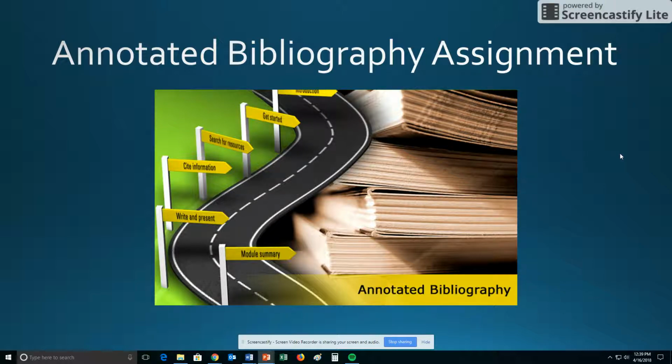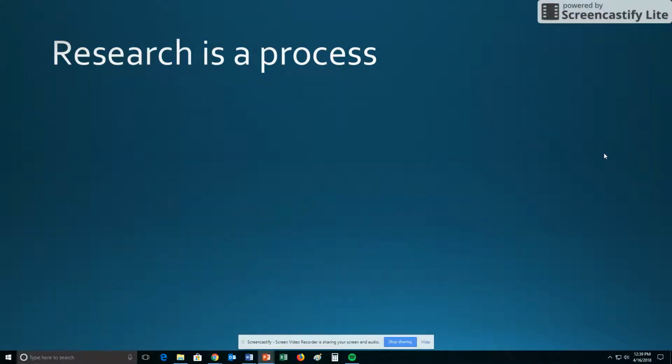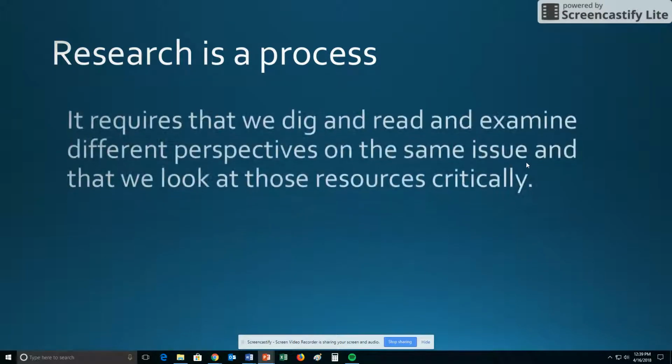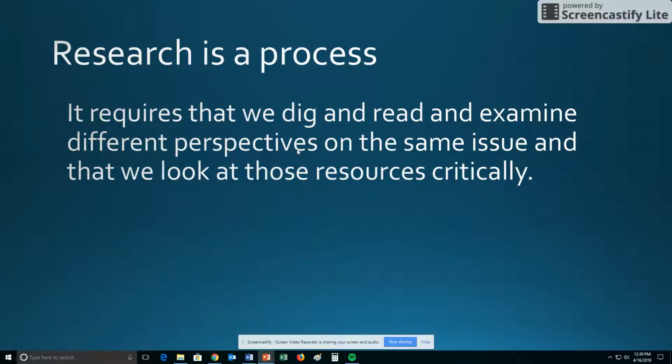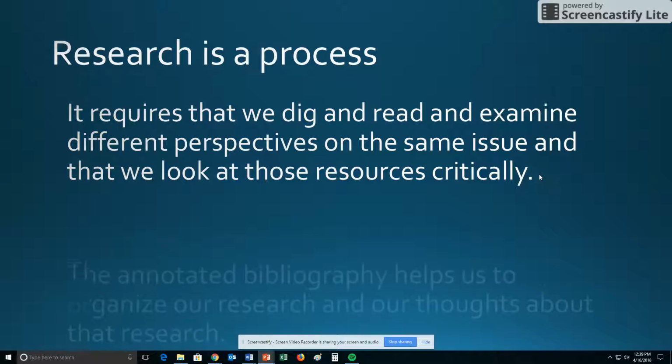All right, let's get to it. Remember that research is a process. For this class, you're going to be doing research, and it requires that we dig in and examine different perspectives on the same issue, and look at these resources critically. Lots has generally been written on different controversial topics. Some of them conflict, some have different opinions, some have different sides. So we need to look at the sources critically and understand, is this a good source or not? Something important to keep in mind.